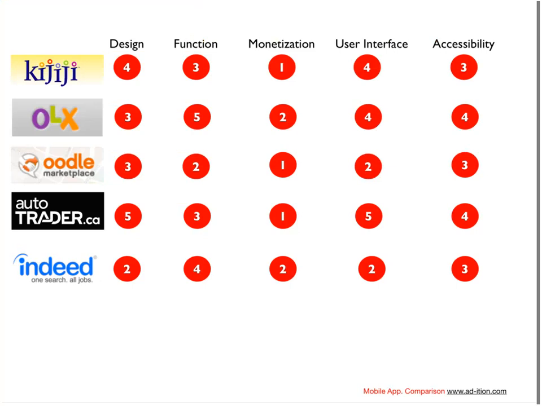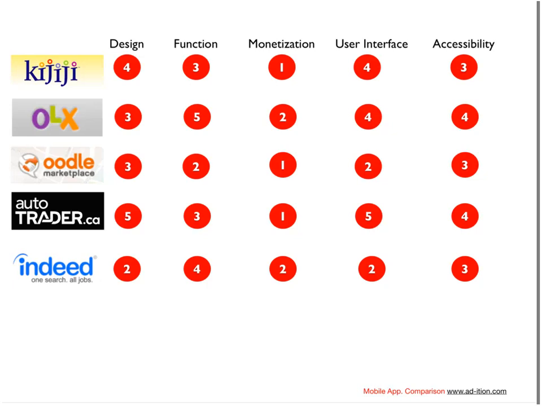For design, AutoTrader by far. For functionality, OLX, because of how much they tried to package in there and the different tool sets that they offered, you can tell they took into consideration how we use our mobile phones. Indeed, I gave them a 4 only because you could tell in terms of the functionality that they laid out smack dab in the center, they were thinking about the job seeker, the person using the application. So I gave them some points for that.